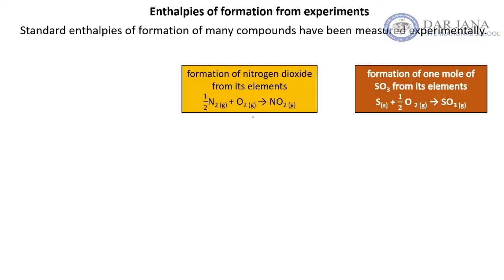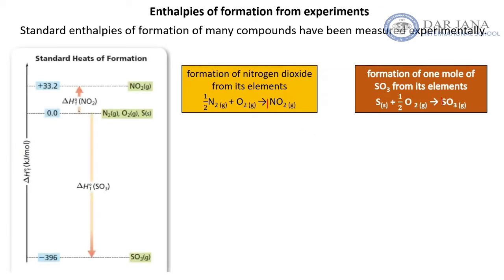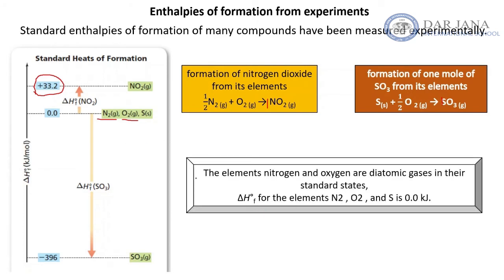For example, the formation of 1 mole of NO2 or the formation of 1 mole of SO3 gas. The NO2 gas is formed from nitrogen gas and oxygen gas. To produce 1 mole of NO2, 33.2 kilojoules is required. Because the delta H of formation of these elements is 0, they are the reference point as we said.